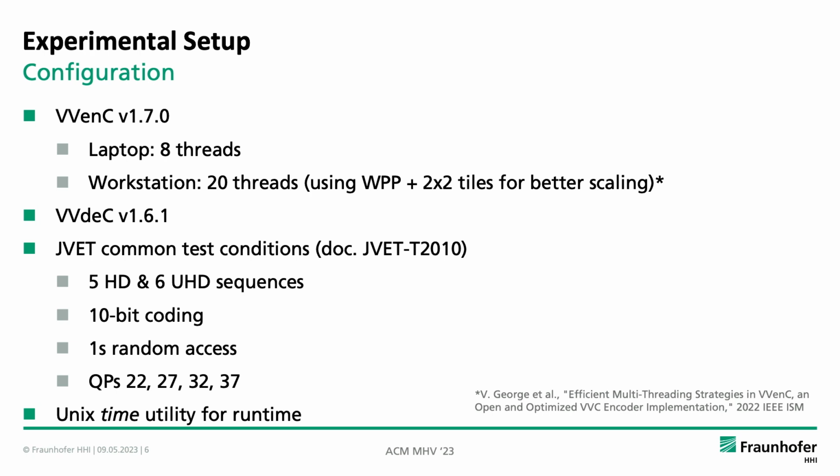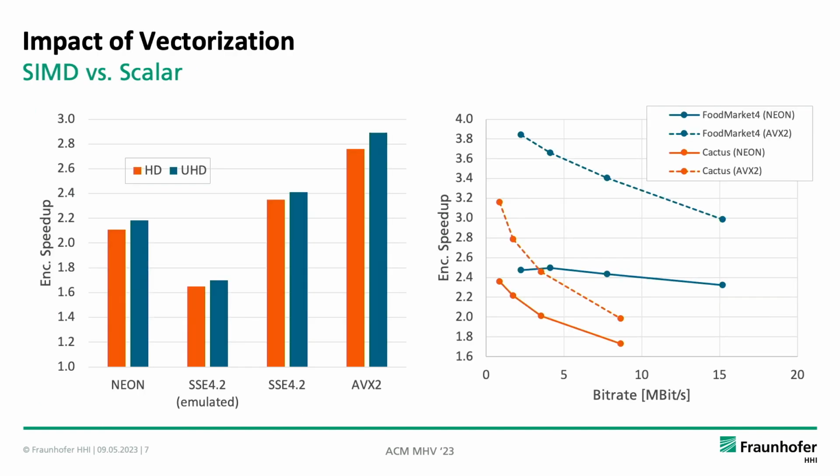It consists of 5 HD and 6 UHD sequences, and always uses 10-bit coding. Even if we have an 8-bit sequence, we code it as 10-bit. It has random access points every second, so the intra period is roughly 1 second, and uses QPs from 22 to 37, which results in very different bit rates, as you will see in the results. The Unix time utility was used to measure the runtime.